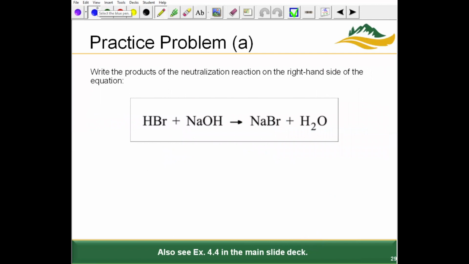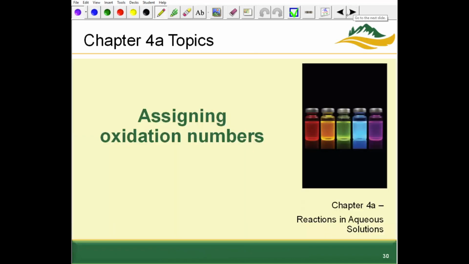So our final answer here is our acid, base, salt, and water. Everything is balanced. That was an important detail. Then also you can see example 4.4 in the main slide deck for more practice on these neutralization reactions. Now, for the next part in chapter 4a, we're going to get into redox reactions. In 4a part 2, we're going to just go over firstly, assigning oxidation numbers. Then in the remainder of 4a, we'll get more in depth with redox reactions.